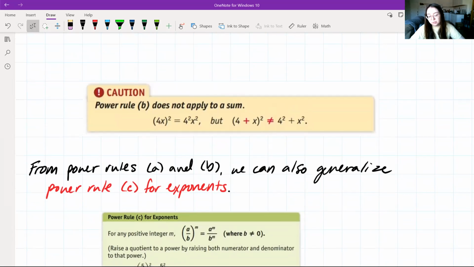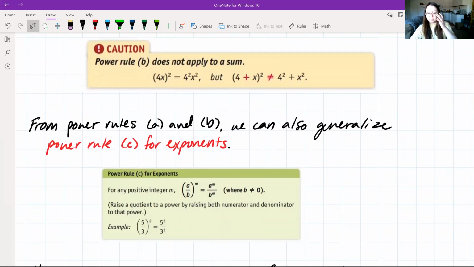So another word of caution, power rule B does not apply to a sum. If you have 4x to the power of 2, this is going to be equal to 4 to the power of 2 times x to the power of 2. But 4 plus x, all to the power of 2, is not equal to 4 squared plus x squared. They are not equal. So if you have a sum written in your base, and it is a constant plus a variable, it's not going to be the same as saying 4 squared plus x squared. It has to be some number times another number or just a simplified value, like a simplified constant in your base.